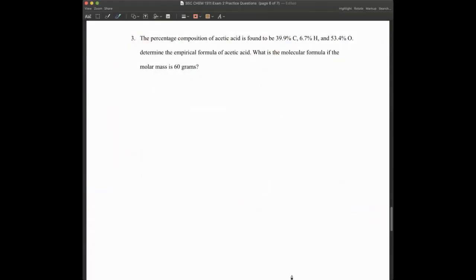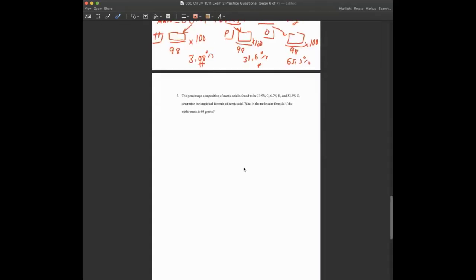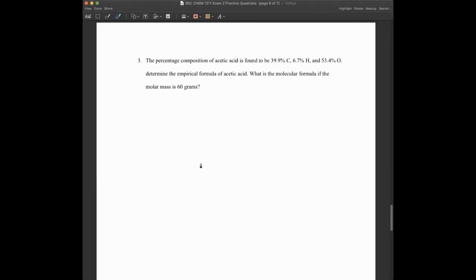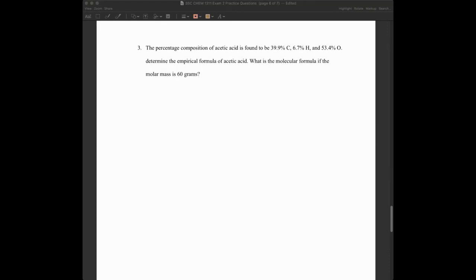This one can be a lot, so we'll go through it together slowly, so make sure you get the concept. The percentage composition of acetic acid is found to be that carbon, that hydrogen, and that percent oxygen. Determine the empirical formula of acetic acid. The question also asks, what is the molecular formula if the molar mass is 60 grams? Okay, so what is one assumption?